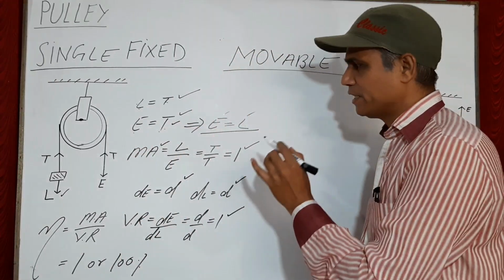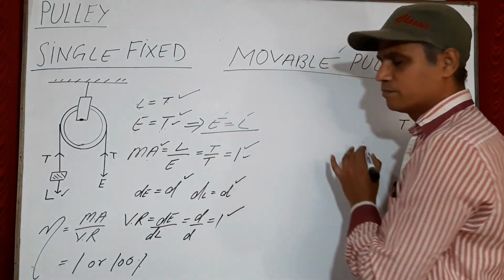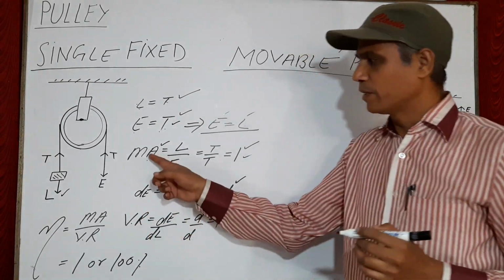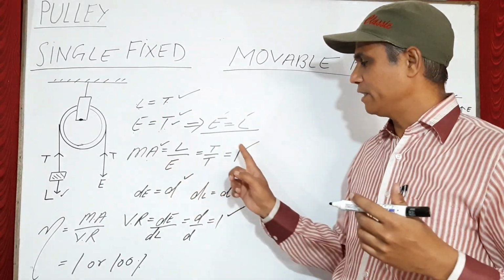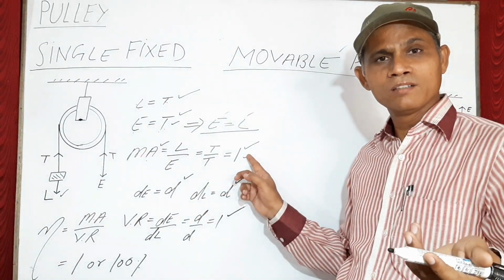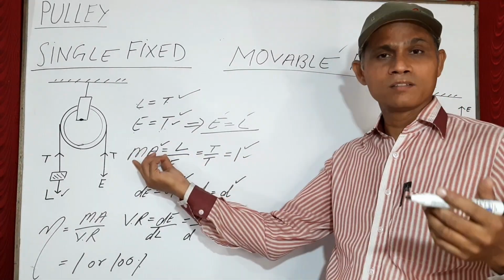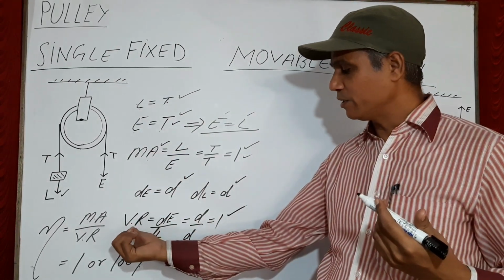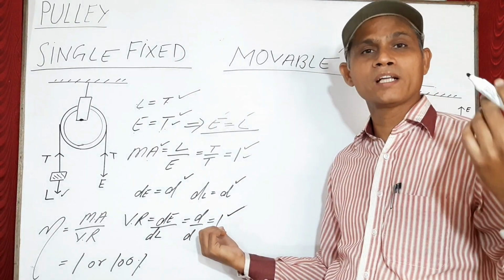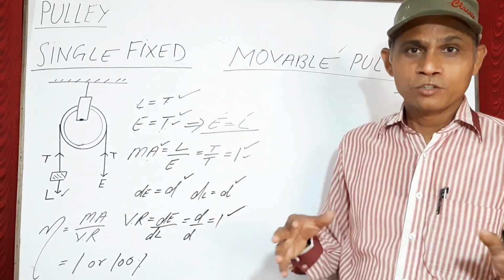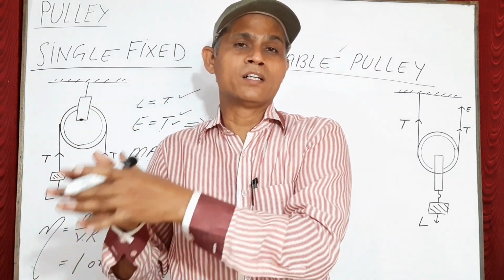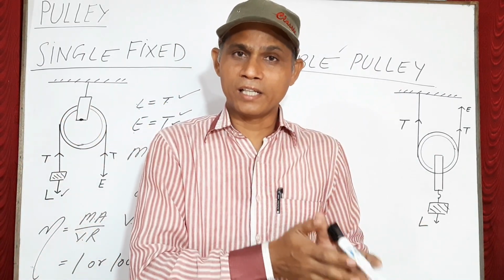For ideal, efficiency is equal to 1 or 100%. Now here you have seen that mechanical advantage is 1 and velocity ratio is also equal to 1. Mechanical advantage is 1, that means it is not greater than 1. Therefore, the pulley is not acting as a force multiplier. And similarly, velocity ratio is also 1, it is not acting as a gain in speed. So, a single fixed pulley is not acting as a force multiplier, nor is it acting as a gain in speed.